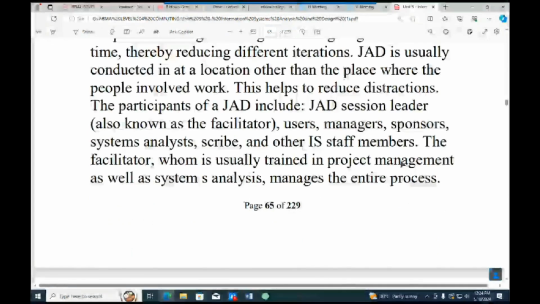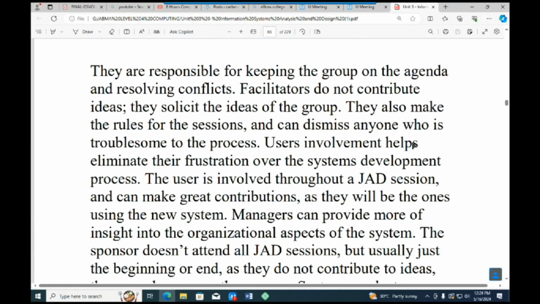Now, the facilitator is usually trained in project management as well as system analysis. You can't just become a facilitator if you're not trained in project management. He's the one that manages the entire process. They have the responsibility of making sure that the group agenda is kept and that conflicts that arise in the sessions are resolved. They do not give ideas. They do not contribute to the group.